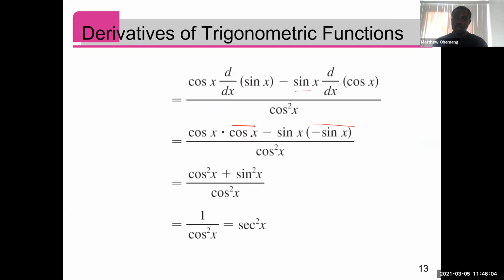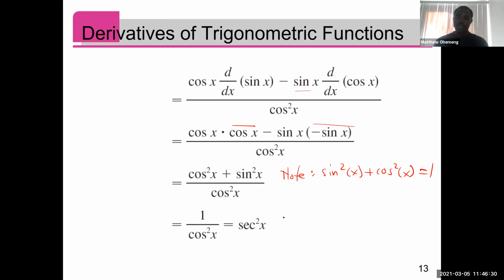And then cosine times cosine is cosine squared. And then negative sine of x times negative sine of x is positive sine squared. All over cosine squared of x. But then cosine squared of x plus sine squared of x is 1, right? So that means we get 1 over cosine squared of x. Note that sine squared x plus cosine squared is 1, so we get 1 here.